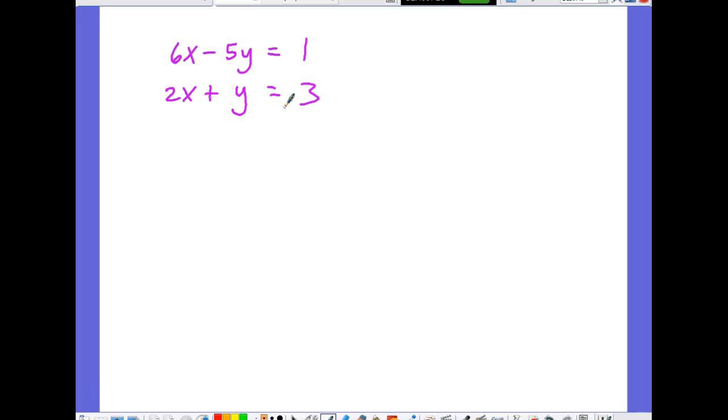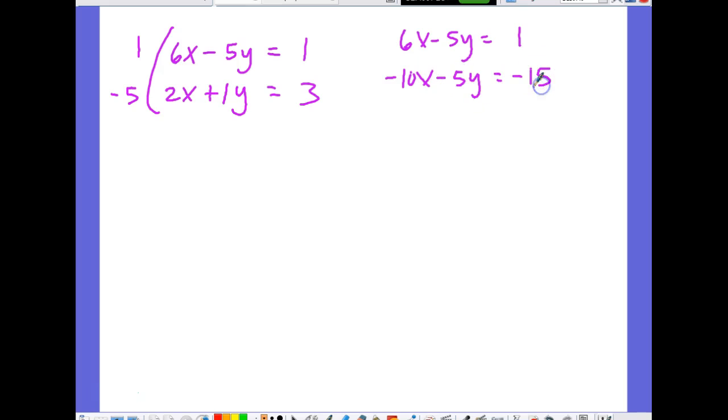There you go. Now, different people might have picked different variables to cancel, but let's say that I chose the y's. So if I chose the y's, 1 up here, negative 5 here, is going to give me 6x minus 5y equals 1. Bottom is going to be negative 10x minus 5y equals negative 15.